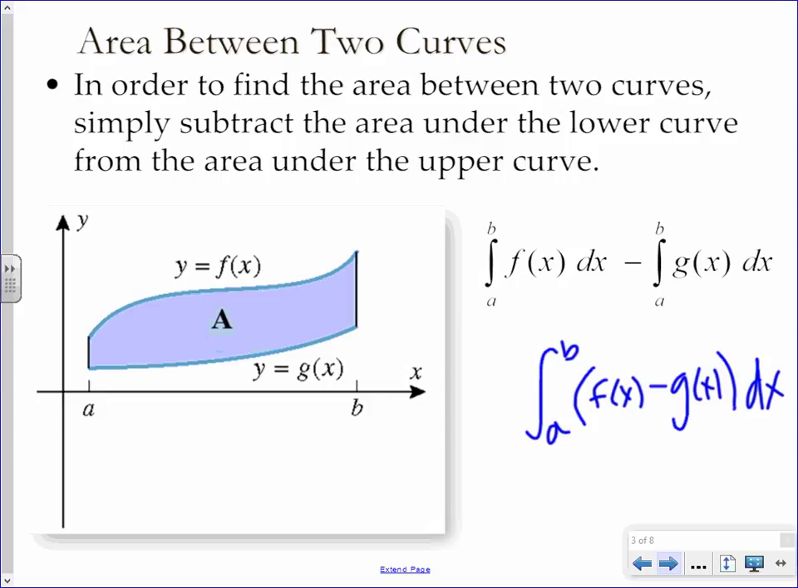Now I do want you to draw this picture, and every time we find area between two curves, you have to draw its picture. First of all, we need to know where we have any intersection points. Second of all, we need to know which function is bigger than the other.